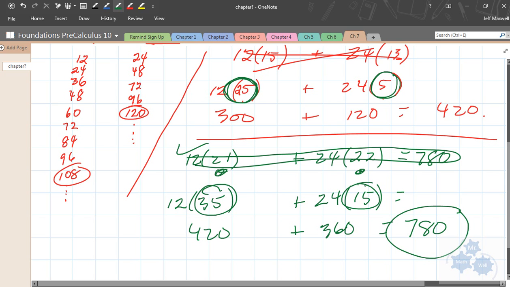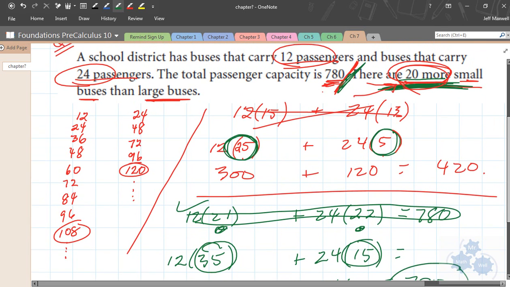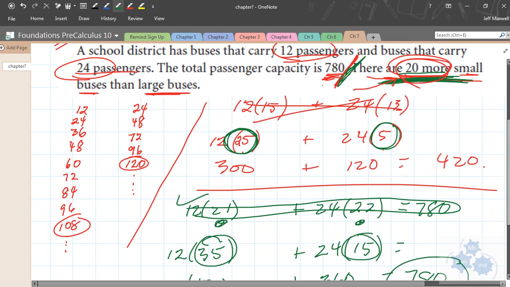Okay, I like it. Now, does everyone see that this is the solution to this problem? There are 35 small buses and 15 large buses. Does everyone see how that is the solution to this problem? Now, you came up with another option, 21 and 22, for getting all those kids transported, but it didn't satisfy the second part.